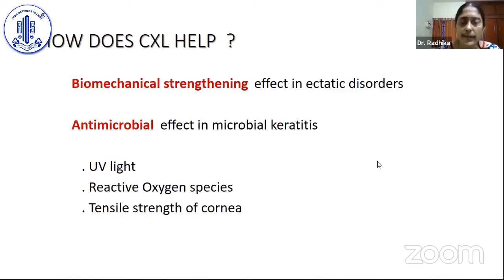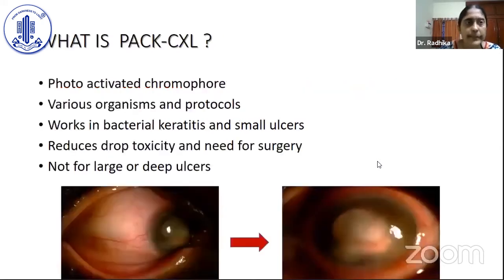The ultraviolet light damages the RNA and the DNA in the chromosome of the organisms. The reactive oxygen species, which is liberated because of activation of the riboflavin, seems to destroy the cell wall of the organism, and the built-up tensile strength of the cornea gives more resistance to collagen-lytic enzymes from the invading organism. So that is how CXL works for corneal infection.